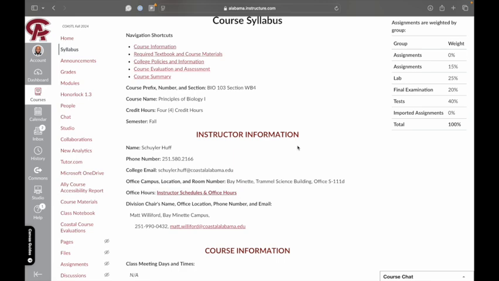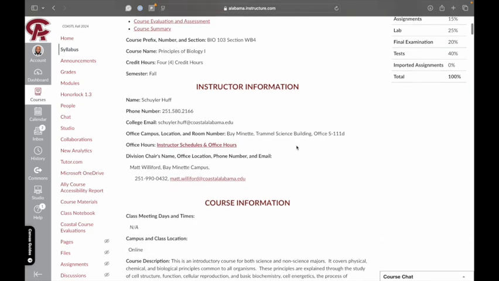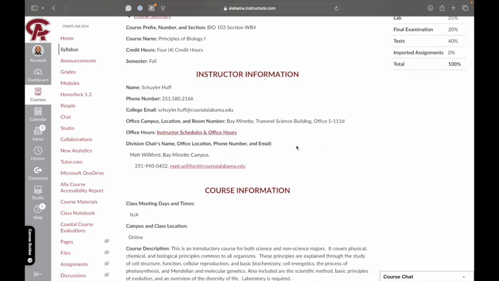So we're here in Bay Minette, at least I am, for this class. It's in the Seymour Tremel Science Building, and my office is S111D. You can find my office hours using that link, which I won't click, and then the division chairperson is Matt Williford, and you can contact him using the information that is there.